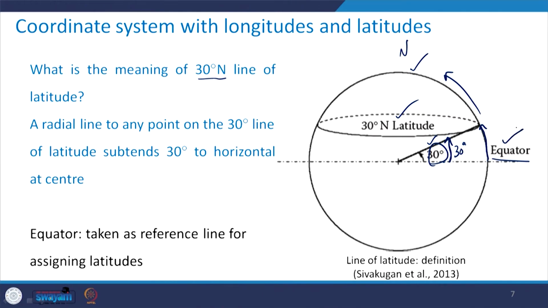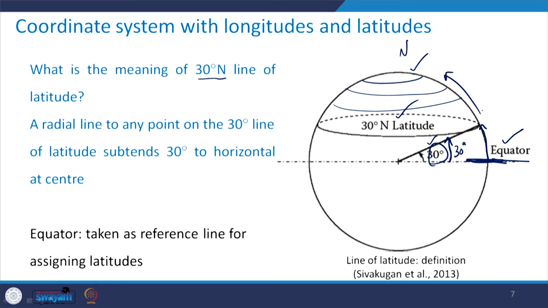Basically, the equator is taken as a reference line for assigning the latitude. Now, what should be the range of the latitude? It can vary from 0 to 90°, because you can have circles like this. It will start at 0° latitude, then keep on increasing and can go up to 90° latitude.